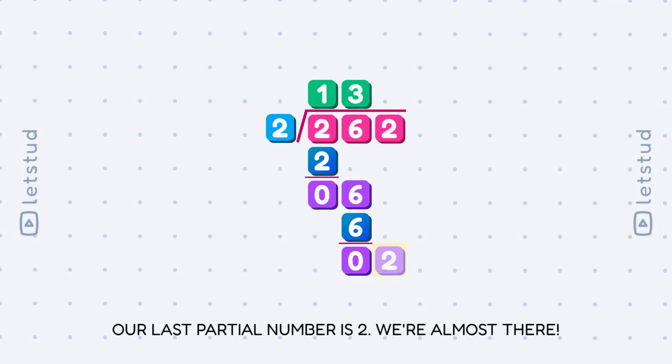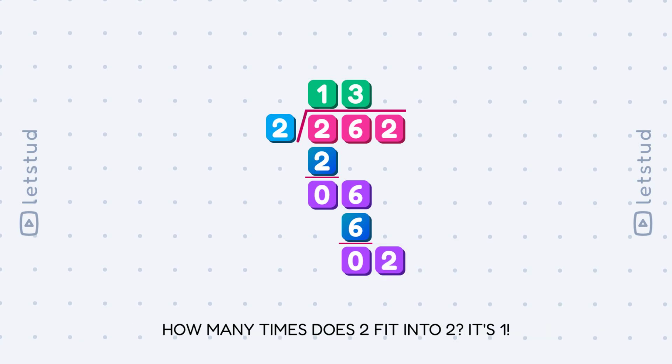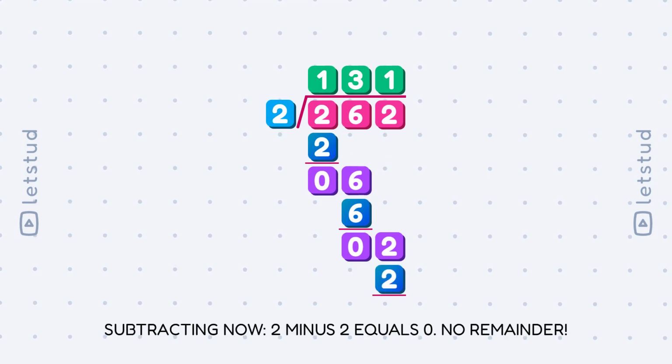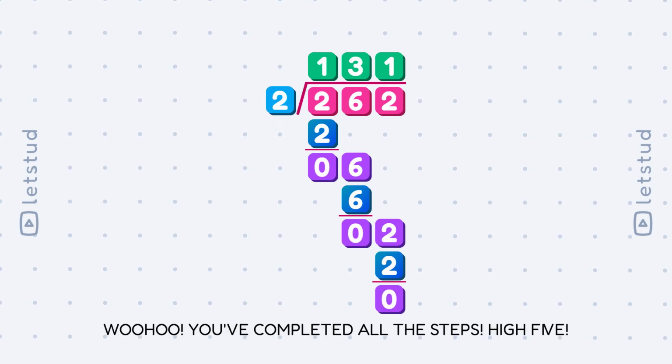We're almost there. How many times does 2 fit into 2? It's 1. Let's check our work. 1 times 2 is 2. We did it. Subtracting now. 2 minus 2 equals 0. No remainder. Woohoo, you've completed all the steps.